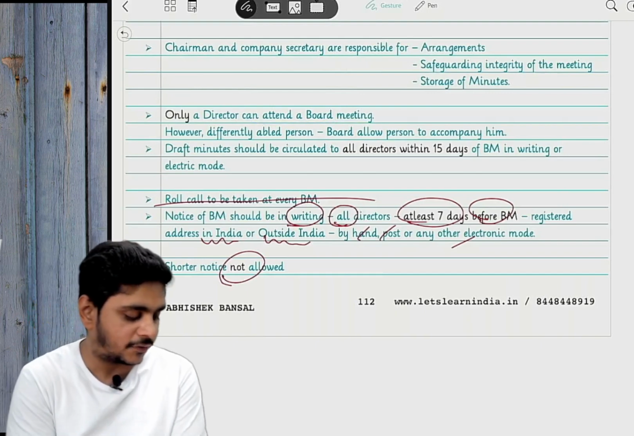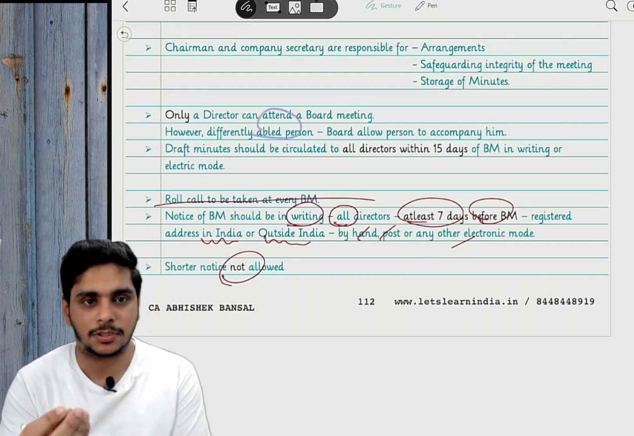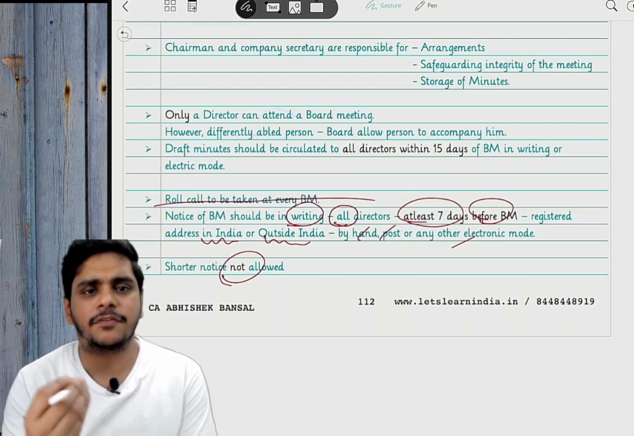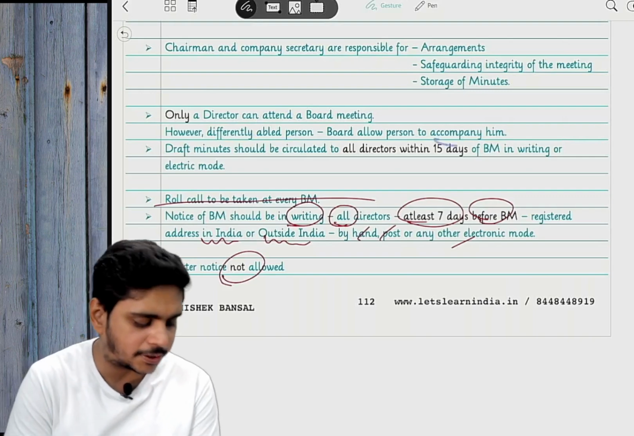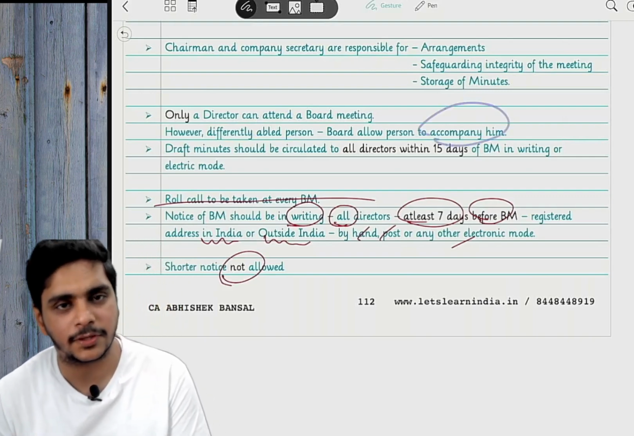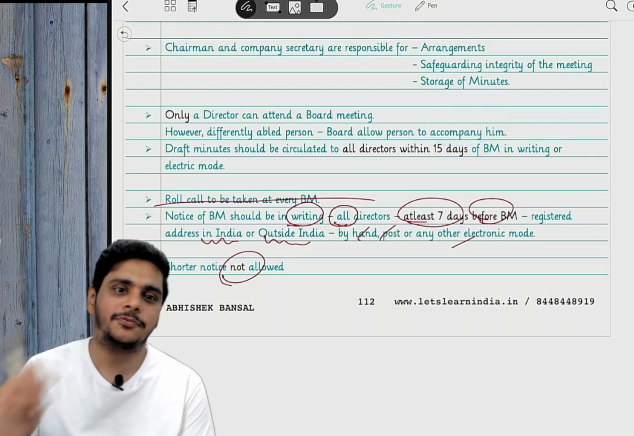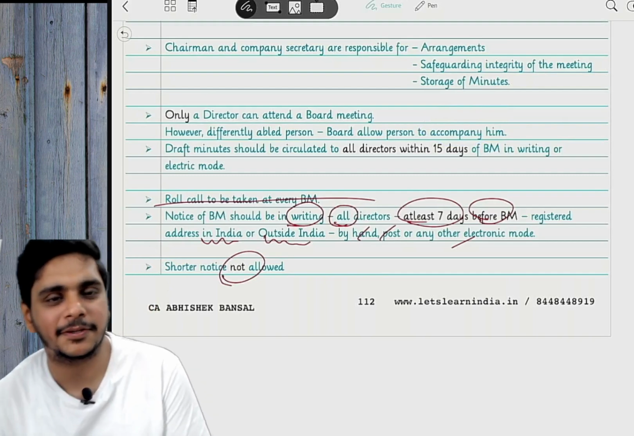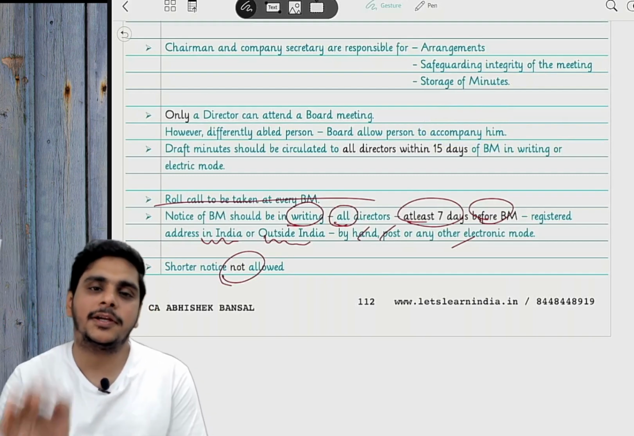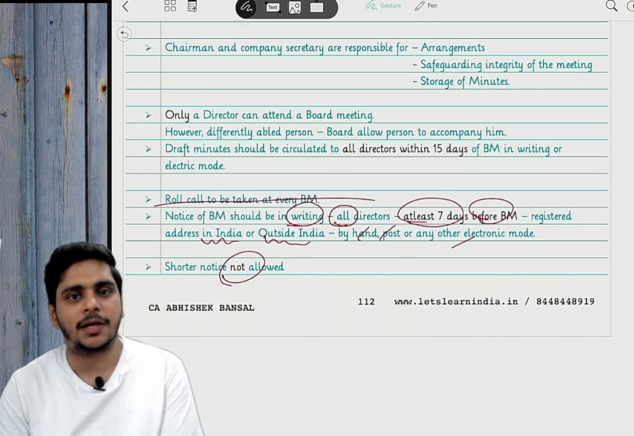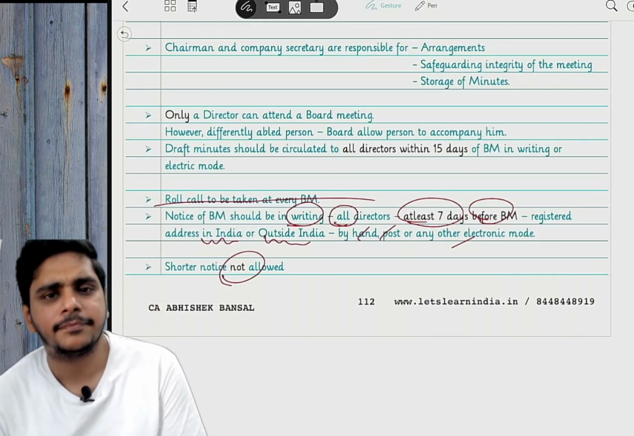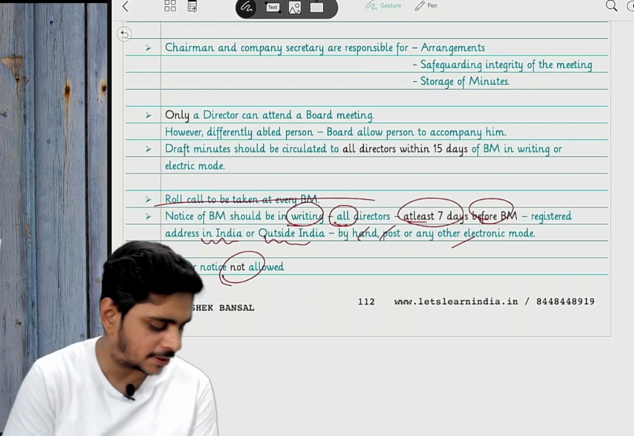But if you have a differently abled person, like somebody who can't talk, who can't see, the board may allow a person to accompany. So he can bring one more person along with him. Generally, for example, my kid says, Papa, let's go to a board meeting, I want to take my Santa to the board meeting. Sir, not allowed. Only a director can attend a board meeting. However, if you are a differently abled person, then the board may allow any person to accompany him.